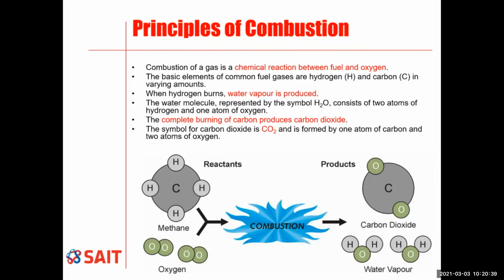Chemical reaction between fuel and oxygen. When hydrogen burns, water vapor is produced. So these are the principles of combustion. The complete burning of carbon produces carbon dioxide. So as you can see, we have oxygen, we have methane, and there's just carbon and hydrogen. And when you combust it, the products of combustion are carbon dioxide and water vapor. That is the result we want, carbon dioxide and water vapor in the products of combustion. That's all we want.